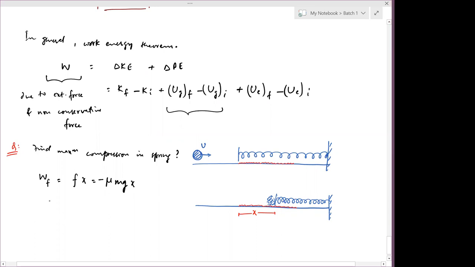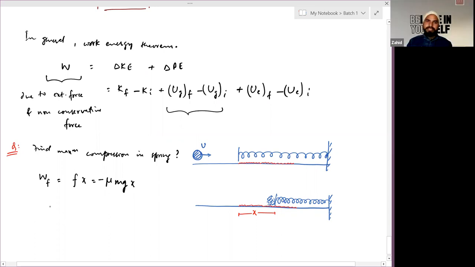Now, try to define initial and final for kinetic energy as well as potential energy. Elastic potential energy initial: as there is no compression in the spring for this part, the initial displacement will be zero. That's why initial potential energy will be zero. Elastic potential energy final, due to this much compression, will be half times kx square.